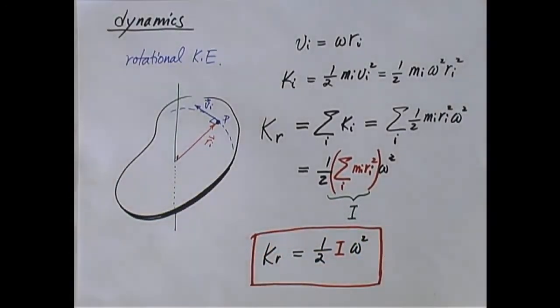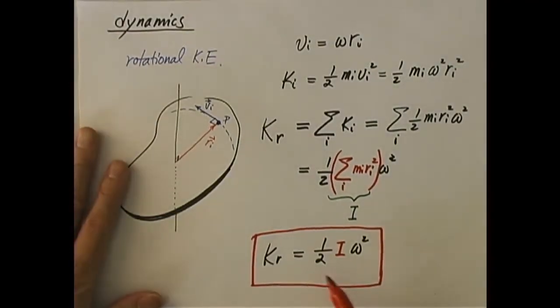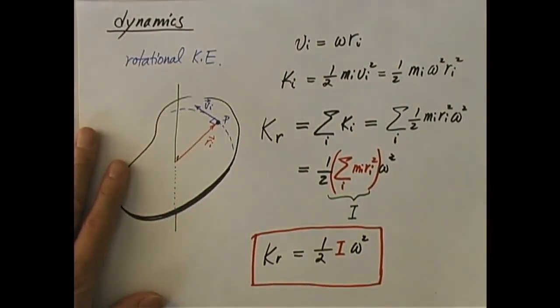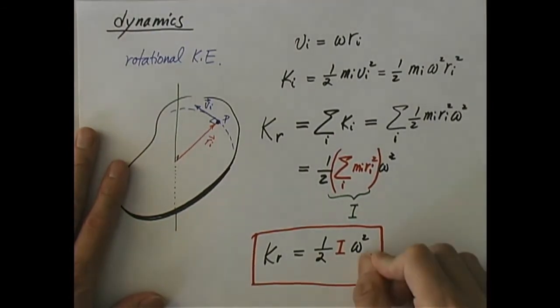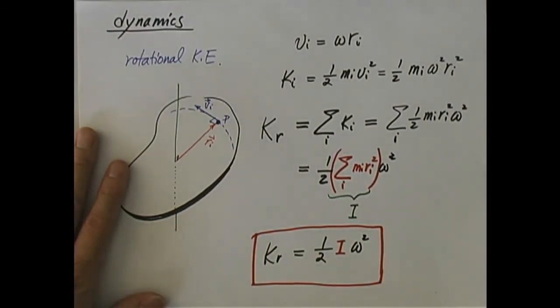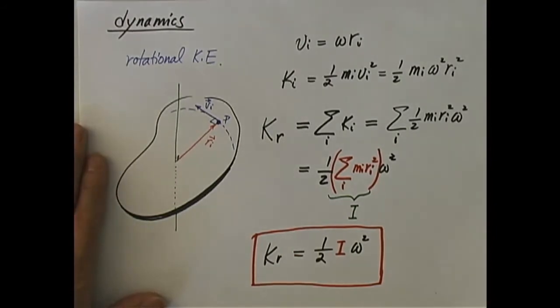We wanted to focus on the analogy between translation and rotational motion. In translational motion, we know how to calculate the kinetic energy, don't we? It's 1/2 mv squared, right? I still have a 1/2 here, but look at the analogy. V, the linear speed, is replaced by angular speed. The reason I want to use angular speed over linear speed is because, for a rigid body, omega is the same for every point, but v is not. That's why I use omega.